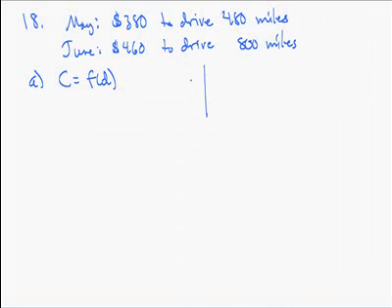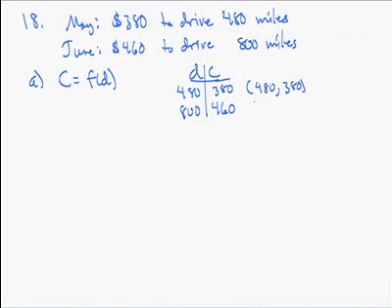Well, that means we're going to have our cost dependent upon our distance driven. So if you make a little table here of D and C, you can think of D as our independent variable, C as our dependent variable. D is playing the role normally played by x. C is playing the role normally played by y. So when D is equal to 480, C is equal to 380. When D is equal to 800, C is equal to 460. You can think of these as a couple of ordered pairs: 480, 380 is the first ordered pair, 800, 460 is the second ordered pair. Again, we're thinking of the distance as the independent variable, the cost as the dependent variable.